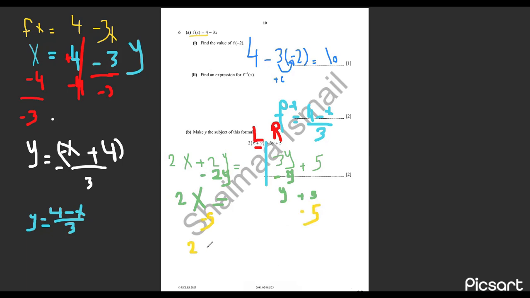So we say final answer: 2x minus 5 equal to y. And we did it. Before I leave any page, just check you solved all the questions inside it, at least with your eyes.